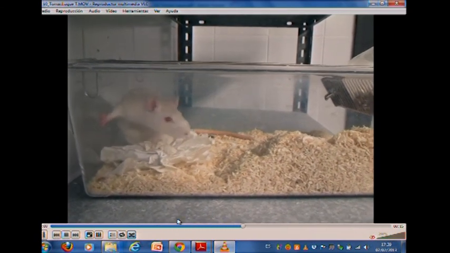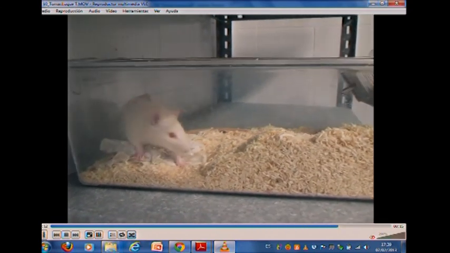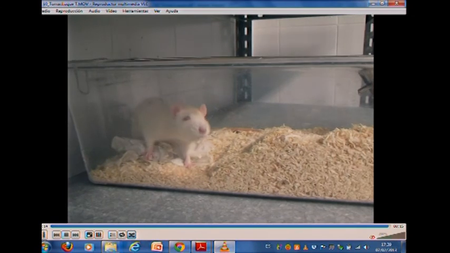This is one of the many rats that survived the procedure and lived happily several days. Well, at least as happy as a rat could live.